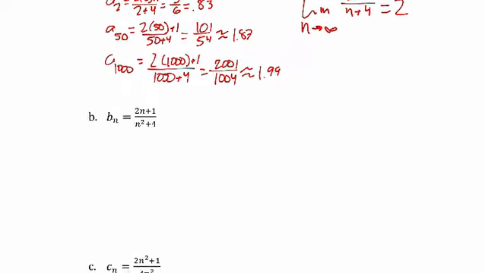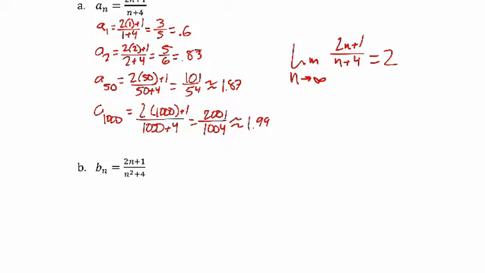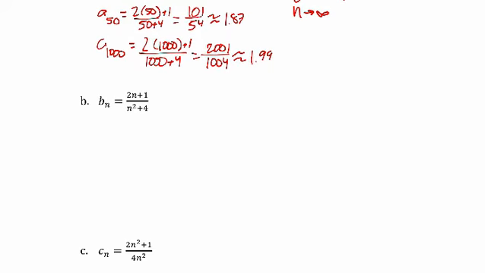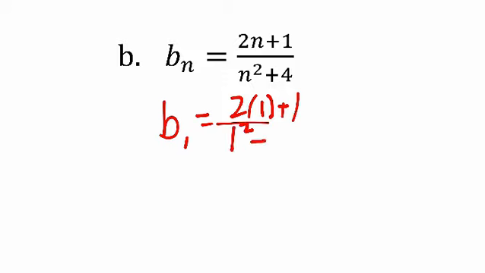Now for the second example, it's very similar, but instead of 2n plus 1 over n plus 4, it's going to be 2n plus 1 over n squared plus 4. So we'll do the same type of deal. We're going to do b sub 1, because it's a different function. We've got b sub 1 equals 2 times 1 plus 1 over 1 squared plus 4. We actually did that numerator before. 2 times 1 is 2, plus 1 gives us 3. Denominator, 1 squared is 1, plus 4 gives us 5. So it's still 3/5.